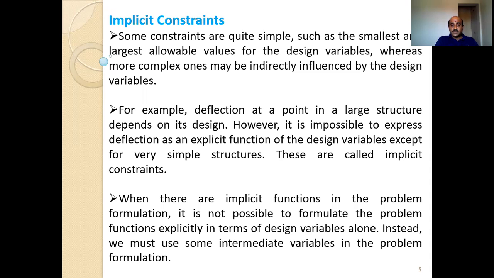But some constraints look very complex and might be indirectly influenced by the design. For example, deflection at a point in a large structure depends on its design. However, it is impossible to express deflection as an explicit function of the design variables except for very simple structures. These are called implicit constraints.